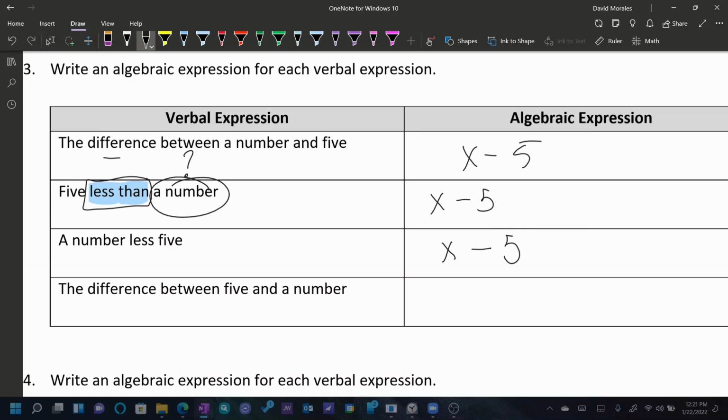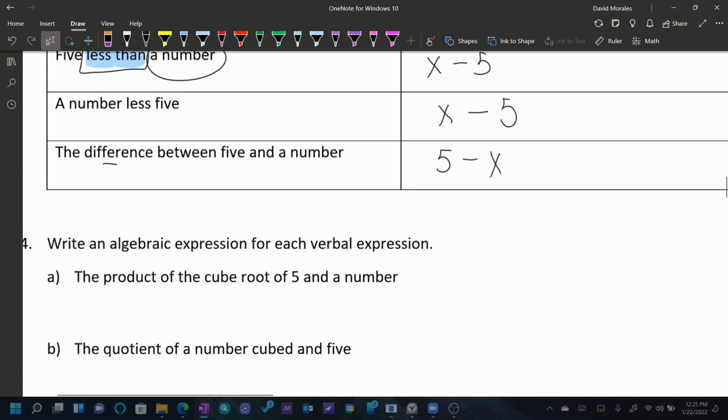And the last one, the difference between, again, left to right. So this is minus. Difference between 5 and a number. So you can see how for the first three, there are multiple ways to write the same thing, and the only one that was different was the last. Same principle, left to right, and pay attention to that less than word. Okay.